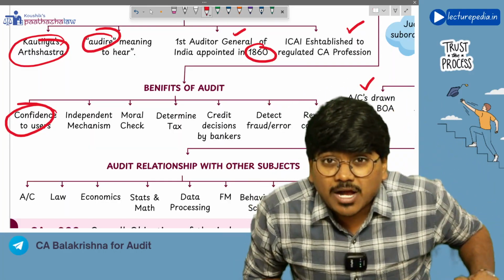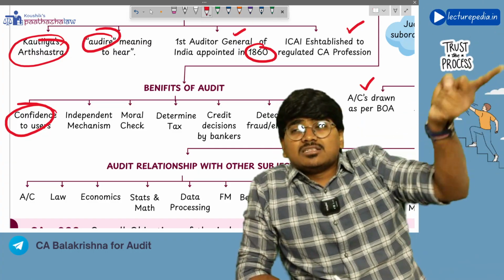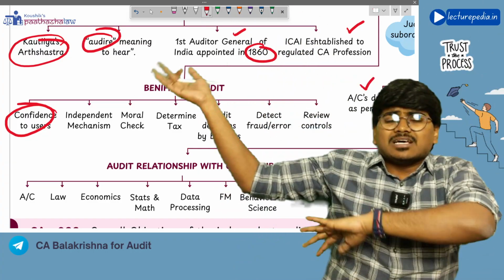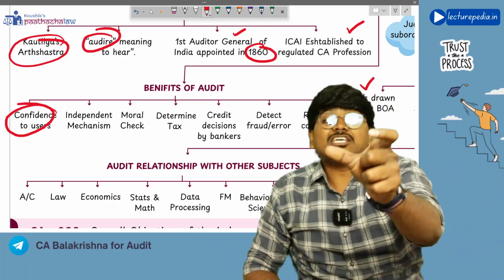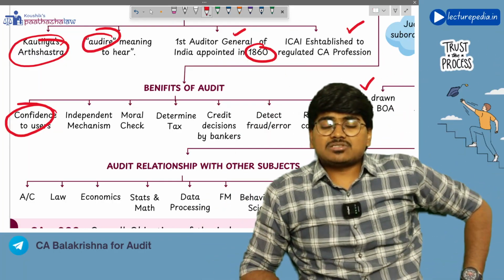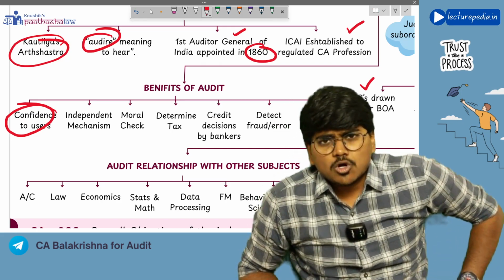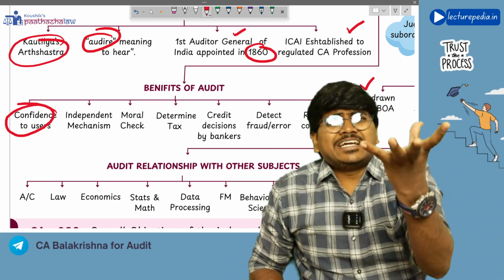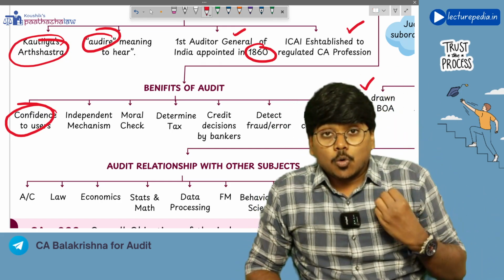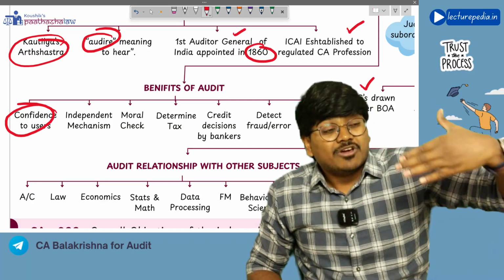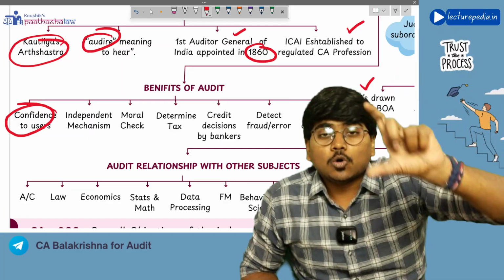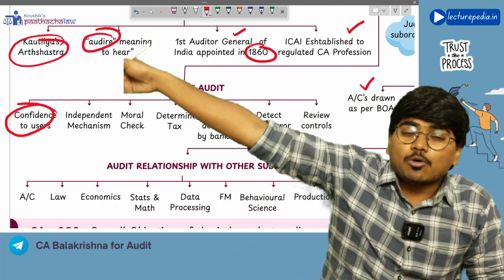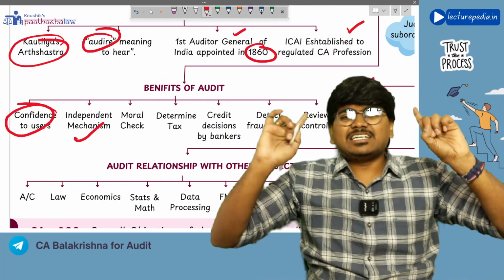Next, in case of a company, management is separate from owners. Owners will not go through the day-to-day business activities of the entity. Management will take care of day-to-day business activities. Now, owners require an independent mechanism who, on behalf of owners, will verify the transactions and the financials of the company. So audit will help the owners as an independent mechanism.